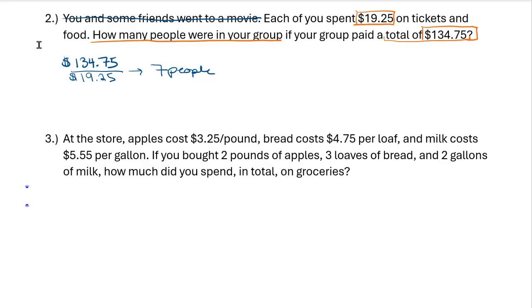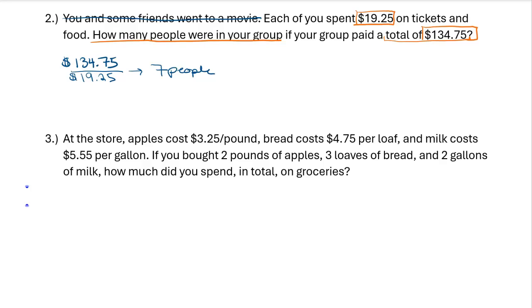This would be a good place to test and see how well you're understanding these. So my one read through: at the store, apples cost $3.25 per pound. Bread costs $4.75 per loaf. And milk costs $5.55 per gallon. If you bought 2 pounds of apples, 3 loaves of bread, and 2 gallons of milk, how much did you spend in total on groceries?